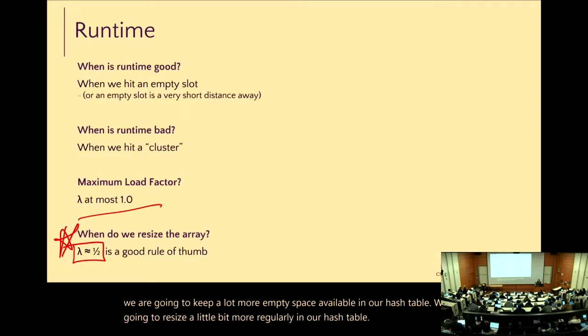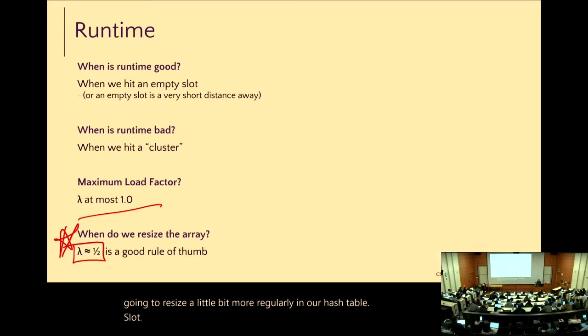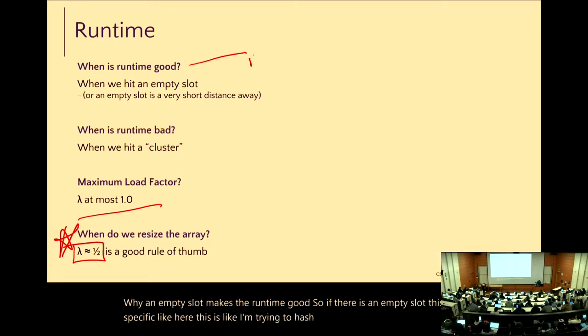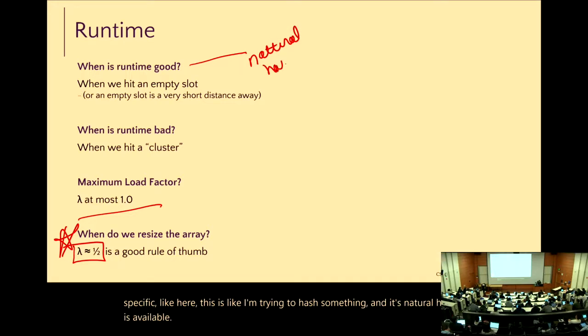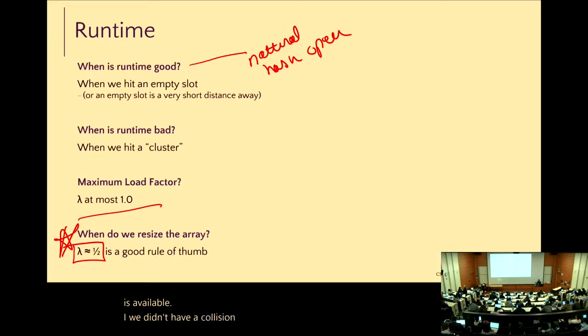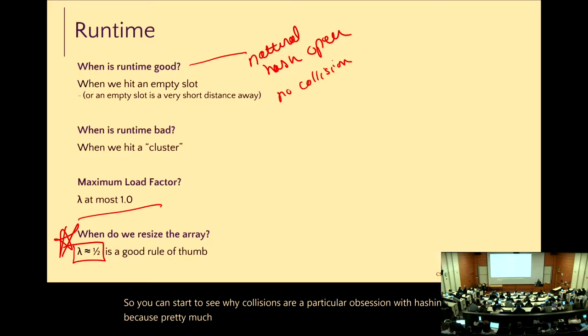Yes? Why does an empty slot make the runtime good? So if there is an empty slot, here, I'm trying to hash something and its natural hash is available. I.e. we didn't have a collision is really what this means. Yeah, no collision. So you can start to see why collisions are a particular obsession with hashing, because pretty much hashing is magical rainbows and puppy dogs, except for this collision problem, and then that's when things start to go bad.